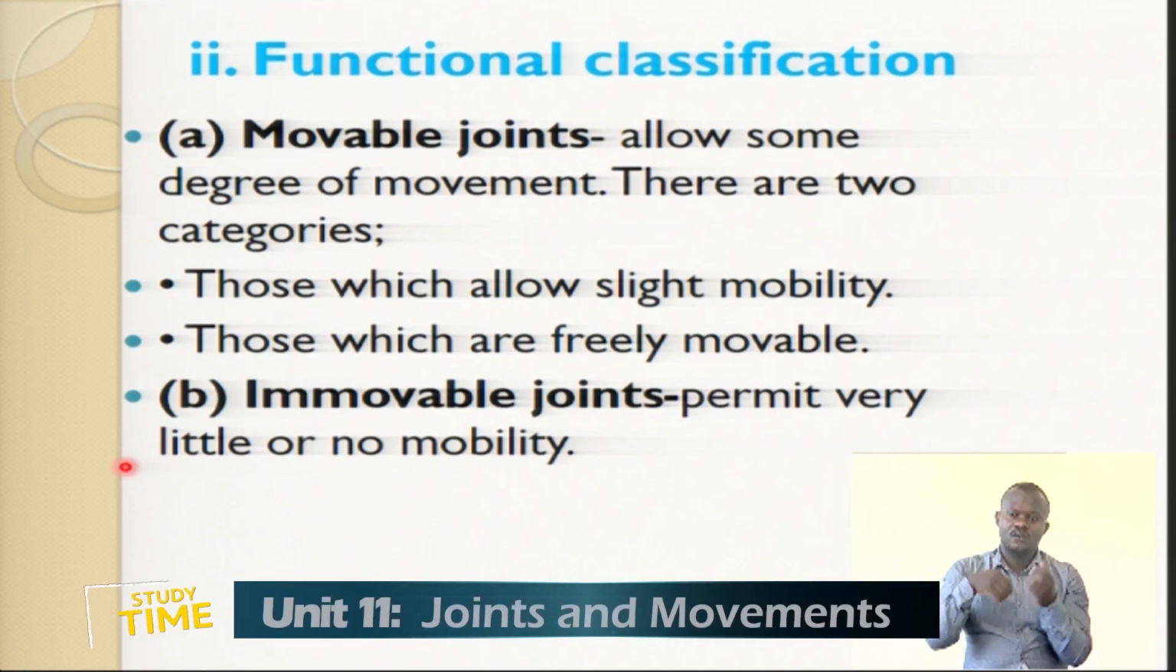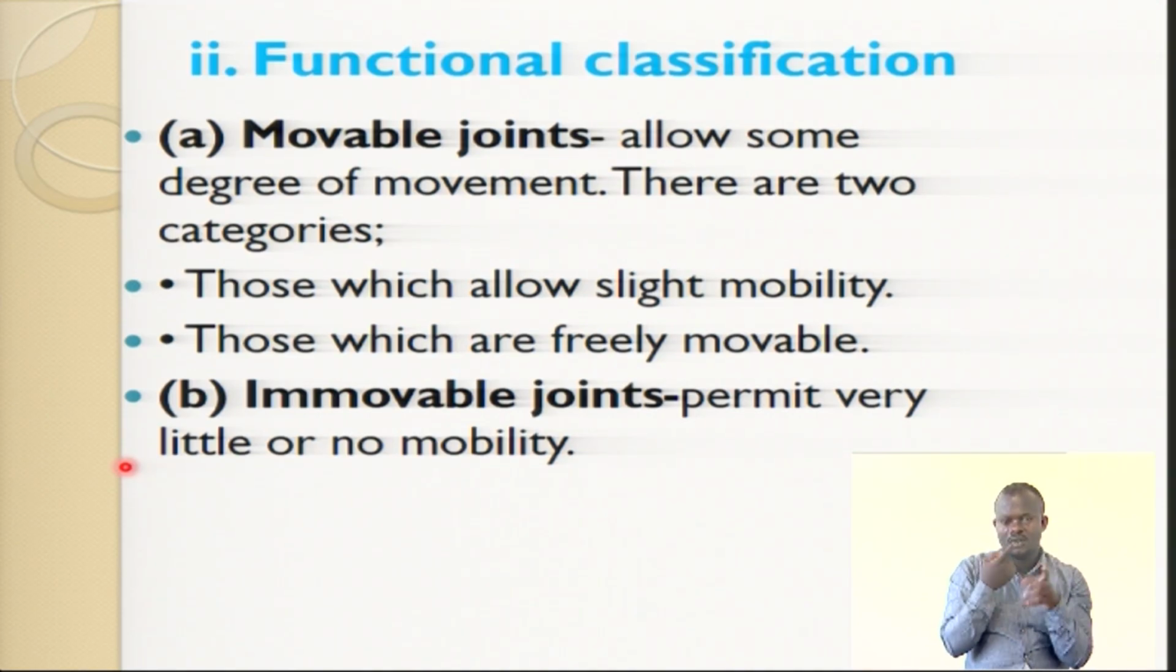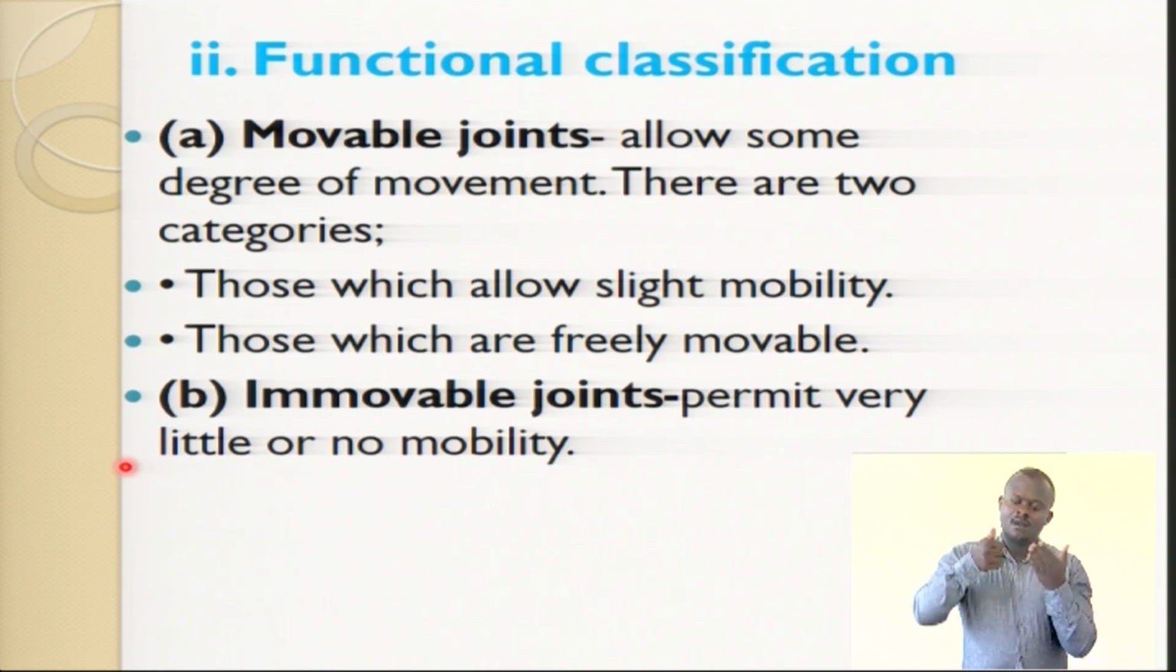We have two types of joints. We have movable joints and immovable joints. How do movable joints differ from immovable joints? Movable joints allow some degree of movement. They don't allow all movement.